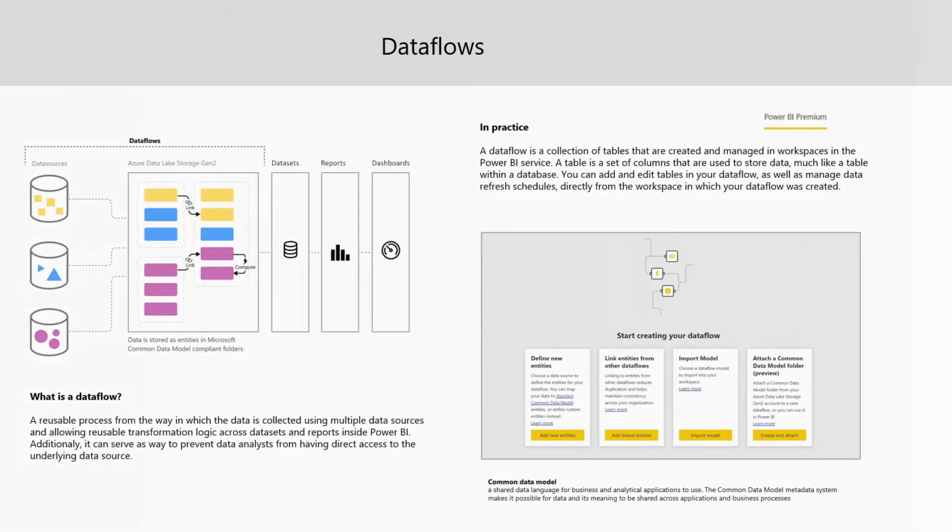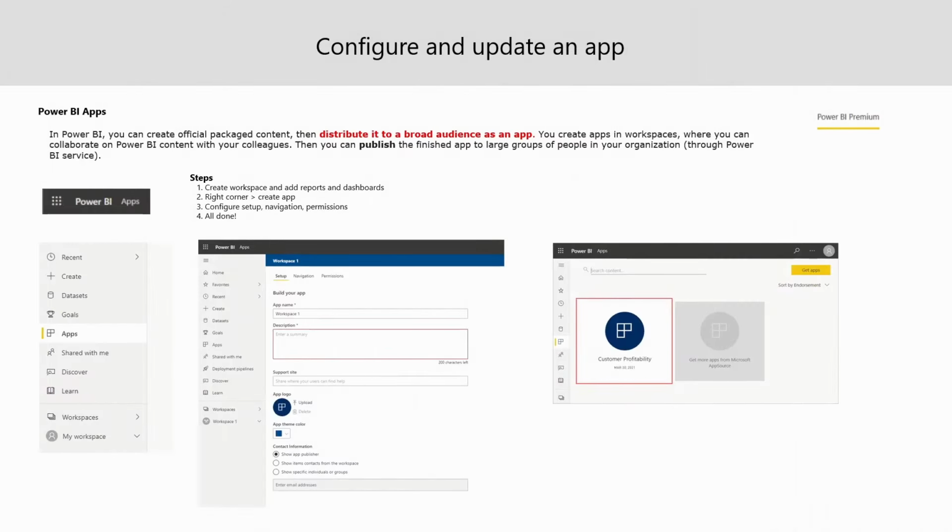All right, next up is configuring and updating an app. So applications are typically connected to a workspace, and they allow for broad distribution of your content. And so distribution to a broad audience is done through an app. Apps are created from workspaces in Power BI service. You can collaborate with your colleagues in the workspaces, and then you can publish the final report to an app.